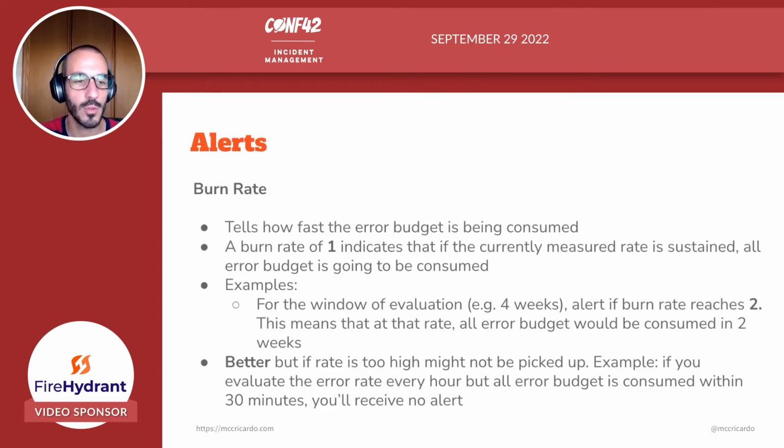So in this example, 2 weeks. This is a lot better, but it still has a slight problem, which is if the error budget burns too fast and we evaluate it and, for example, it is consumed within my evaluation period, I might not even receive an alert. So we can do here a small tweak to have excellent alerts based on burn rate.